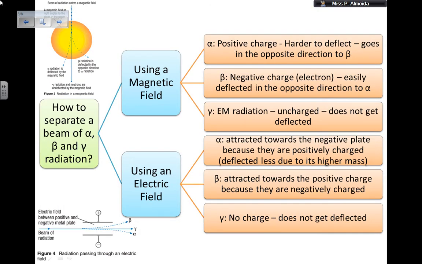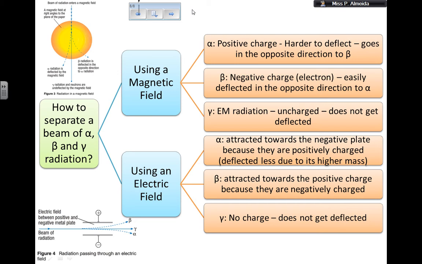Finally, the last thing you need to know for this particular lesson. There is going to be more on alpha, beta, and gamma, and their uses in medicine or in industry. But how can I separate them? Imagine that I have a beam that has all types of radiation, and I want to separate alpha, beta, and gamma. I can use their properties, either by using a magnetic or an electric field.